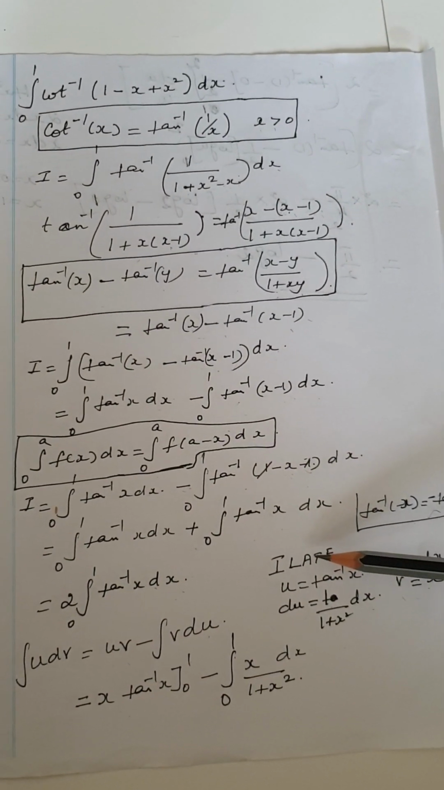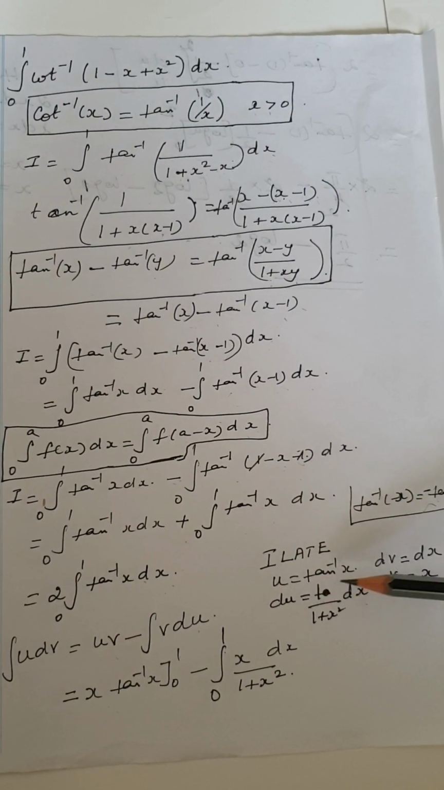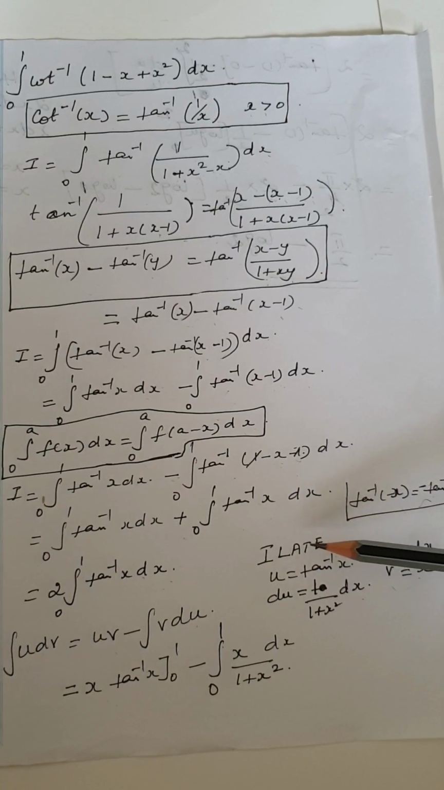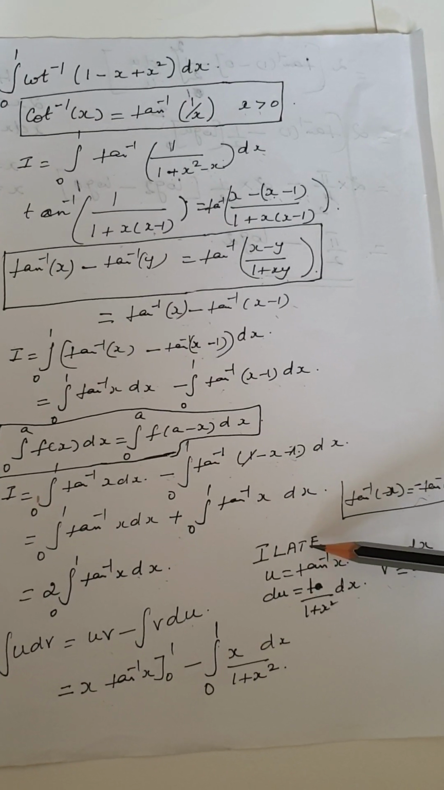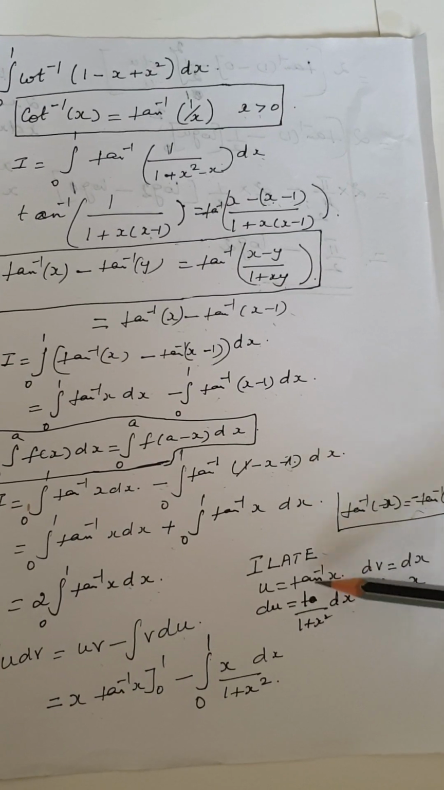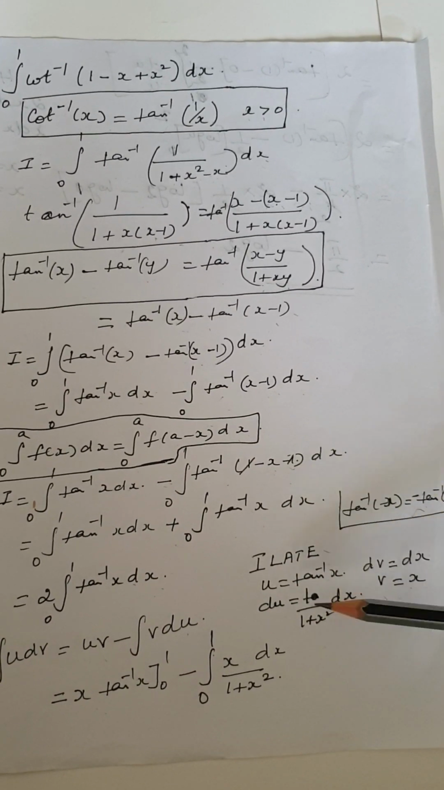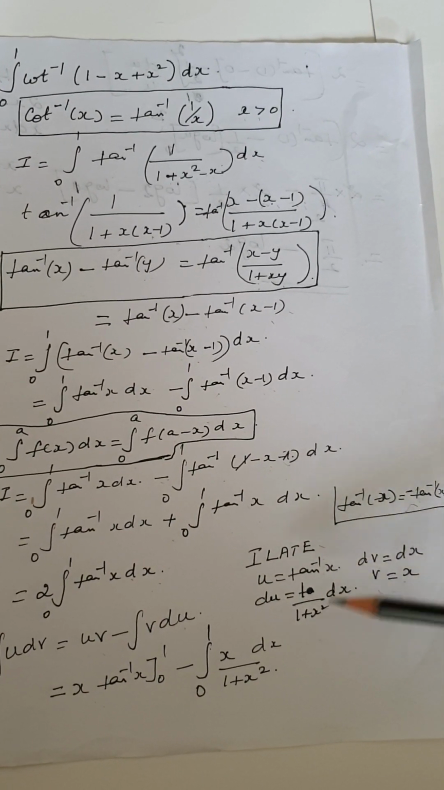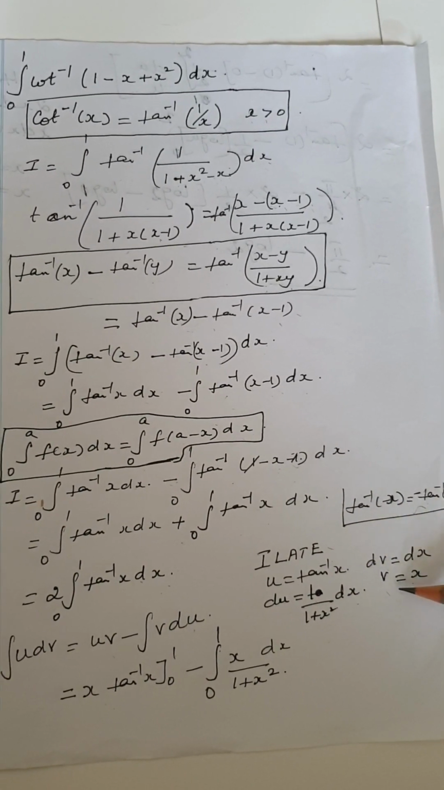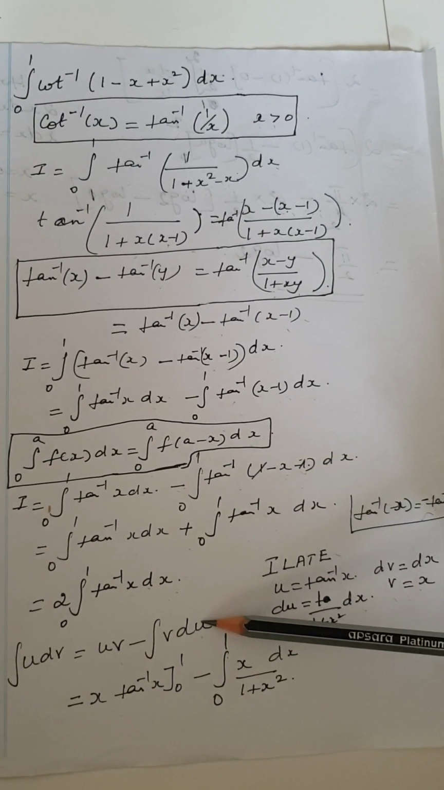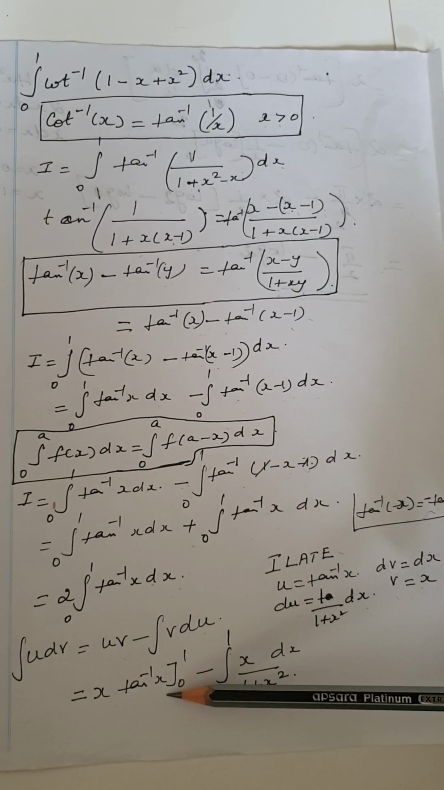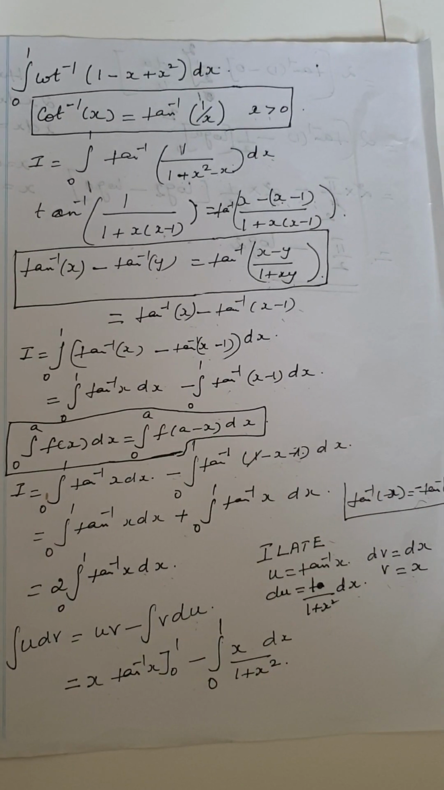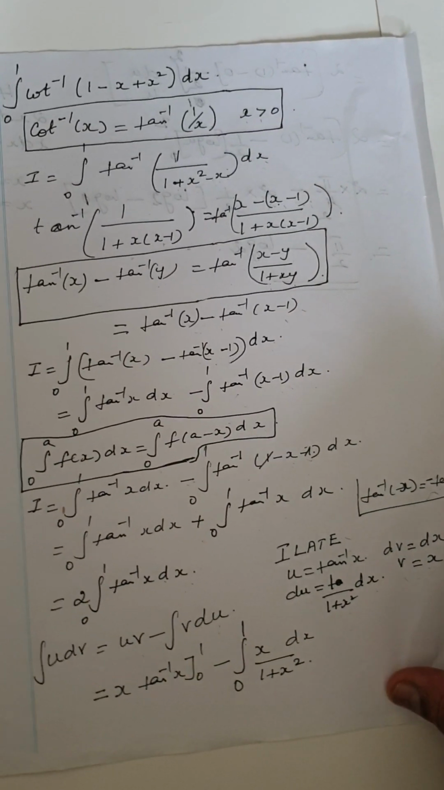Here apply the integration by parts method, with u equal to tan inverse of x, because of the rule ILATE: I is inverse, L is logarithmic function, A is algebraic function, T is trigonometric, and E is exponential function. So we have u equals tan inverse x. When you differentiate, we get du equal to dx by 1 plus x squared, and dv equal to dx, so v equals x. When you apply the formula, we get x into tan inverse x from 0 to 1 minus the integral from 0 to 1 of x dx by 1 plus x squared.